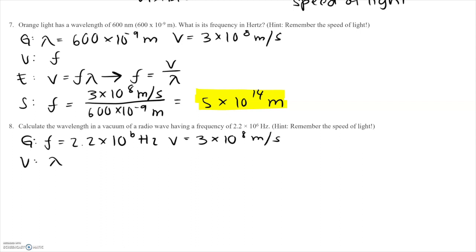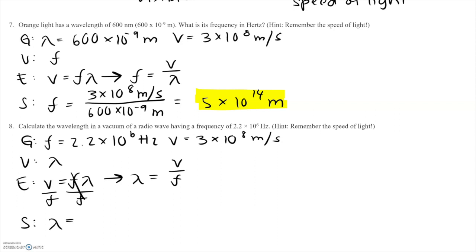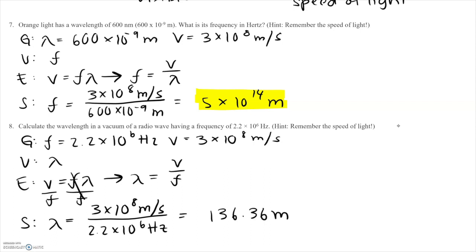Our unknown here would be the wavelength. We're going to use the same equation, V equals frequency times wavelength. In this case, we're trying to solve for the wavelength, so I'm going to change the equation around. Divide both sides by the frequency to isolate wavelength. And so wavelength equals velocity over frequency. If I substitute, wavelength is going to be equal to 3 times 10 to the 8 divided by the frequency, which is 2.2 times 10 to the 6. And if I plug that into my calculator, I would get the answer of 136.36 meters.